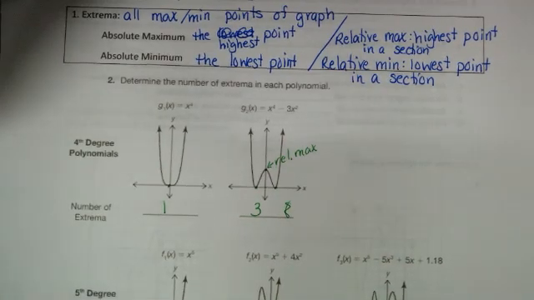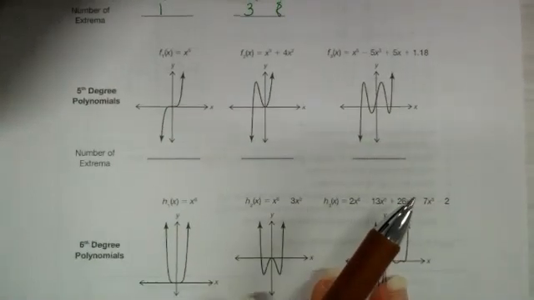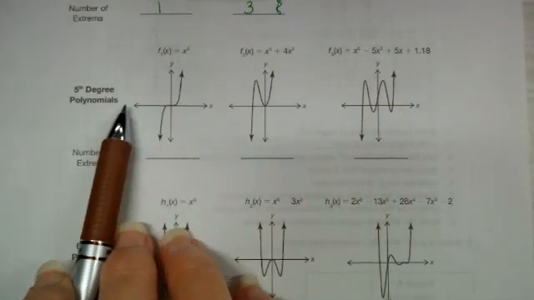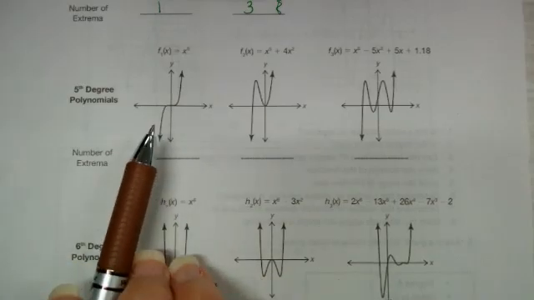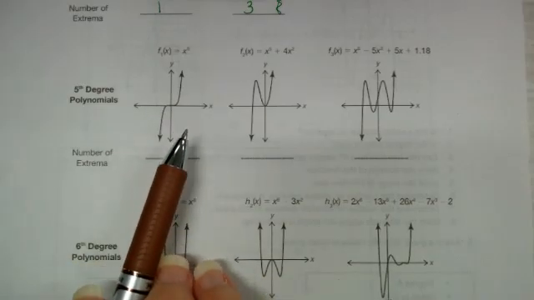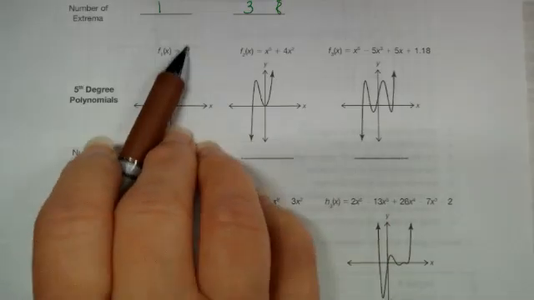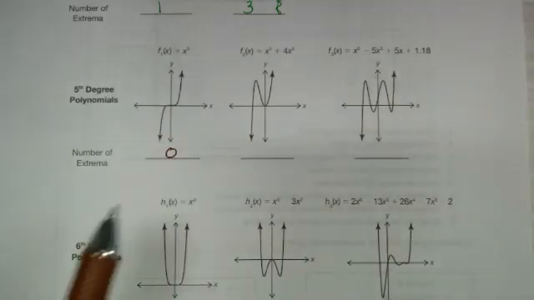Okay, let's look at our fifth degree polynomials. So here's an example of x to the fifth. And we want to know how many extrema do we have? How many maximums or minimums? Well, I don't have any. It just starts at the bottom and it keeps going all the way to the top.